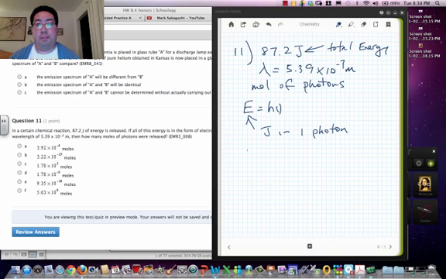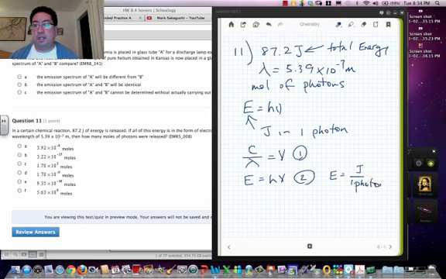Probably have no idea what I'm talking about, but to do this really quick, first you need to use the wave equation to solve for nu. So c over lambda equals nu. This is the first step. Then you solve for E. So E equals h times nu, which is step 2. This is the weird part: the units of E are actually joules per one photon.